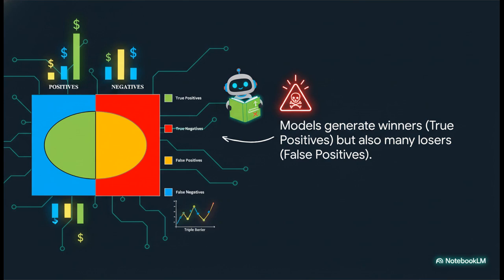So this is the problem every single quant faces. Your main strategy, your primary model, might be pretty good at spotting potential winners. That's all that green, true positive stuff. The problem is, it also spits out a ton of signals that end up being losers. Those are the false positives. And those are the trades that just absolutely wreck your account.